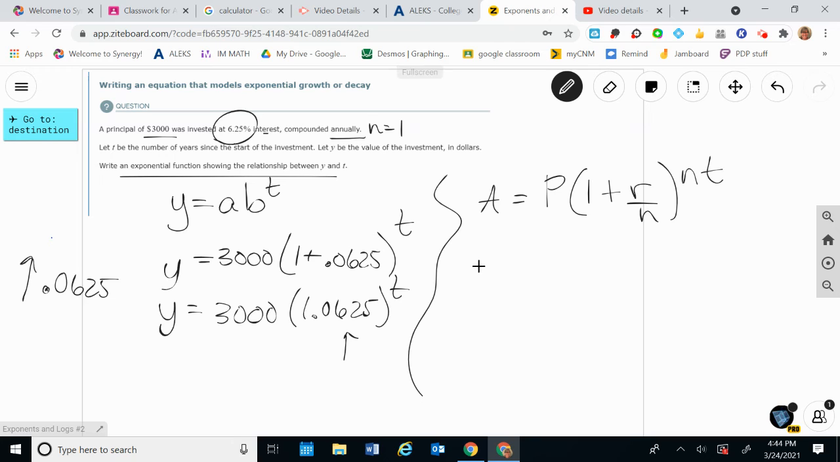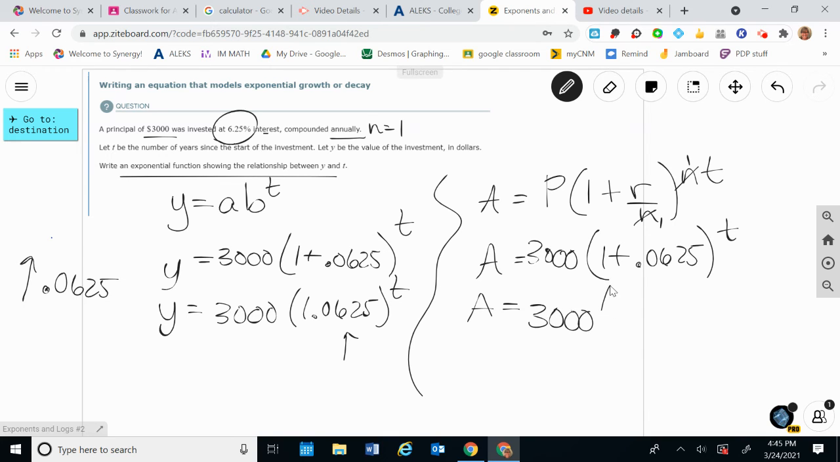Okay, so look, P is 3000, 1 plus 0.0625 divided by n, which is annually, so n is 1. This is 1 and 1, it just makes it simplified. A equals 3000 times 1.0625 to the t. See, you get the same exact thing, you just change that to y.